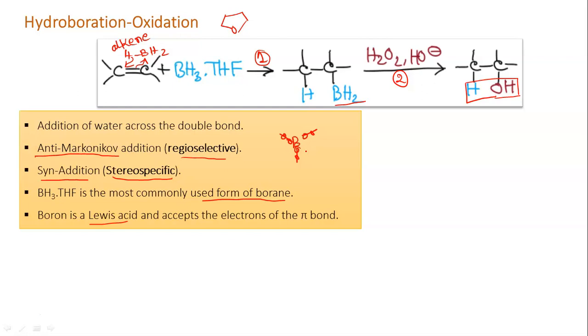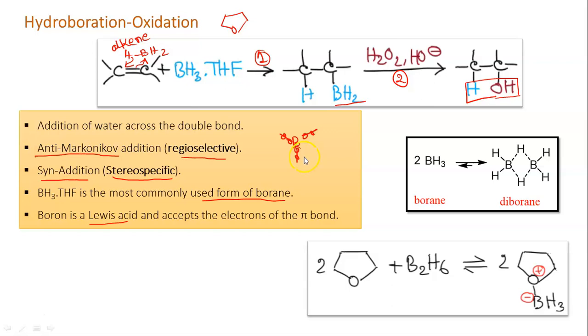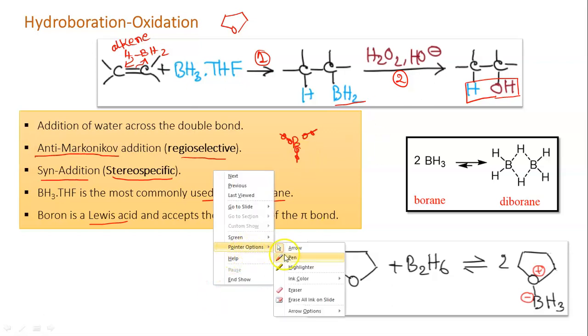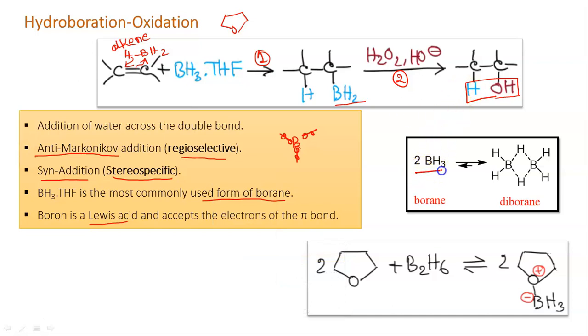Now this BH3 actually remains in the form of a dimer. It cannot stay as a monomer. So 2 BH3 is in the form of a dimer, that is diborane, B2H6. The actual part that we require is BH3. So diborane is treated with 2 molecules of THF. This is THF, tetrahydrofuran. Furan has a structure like this, and if we add 4 hydrogens at these 4 carbons, then it will be tetrahydrofuran. So 2 tetrahydrofuran and B2H6. Now it is converted to monomer.